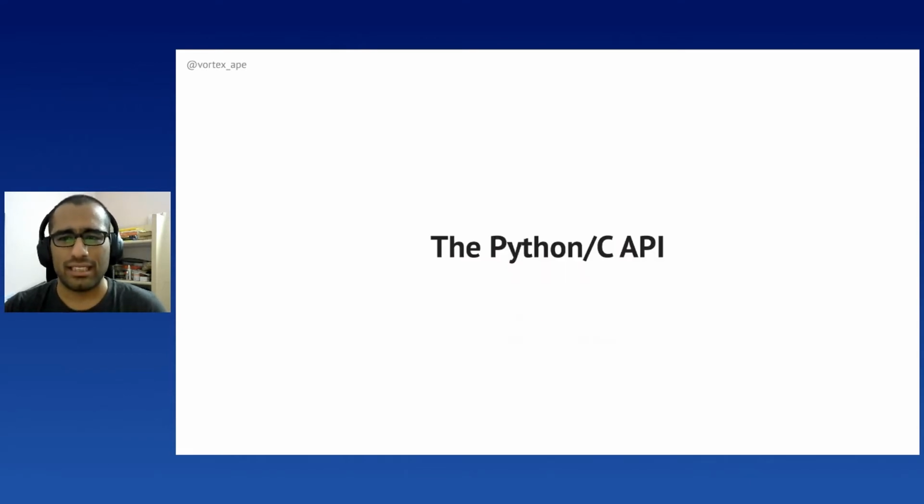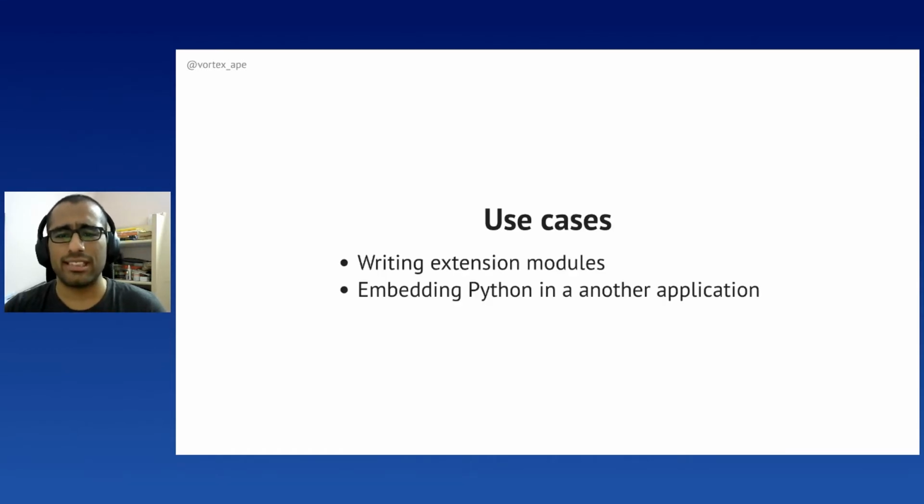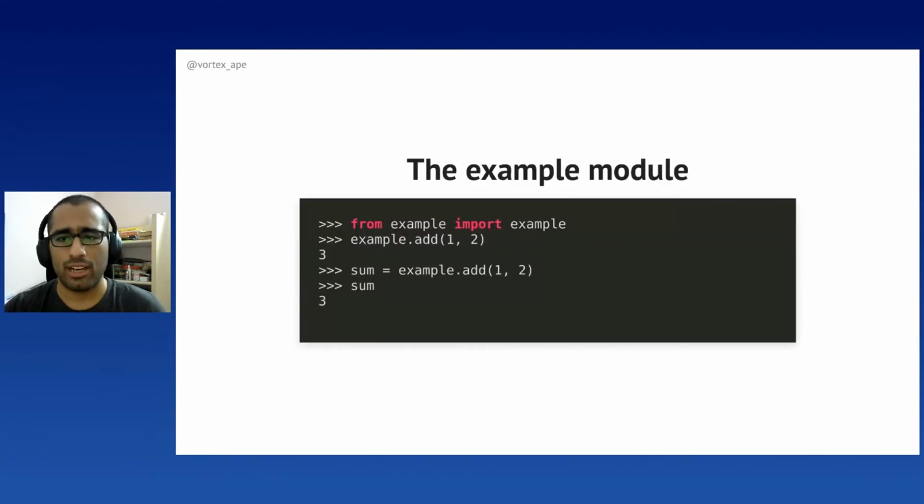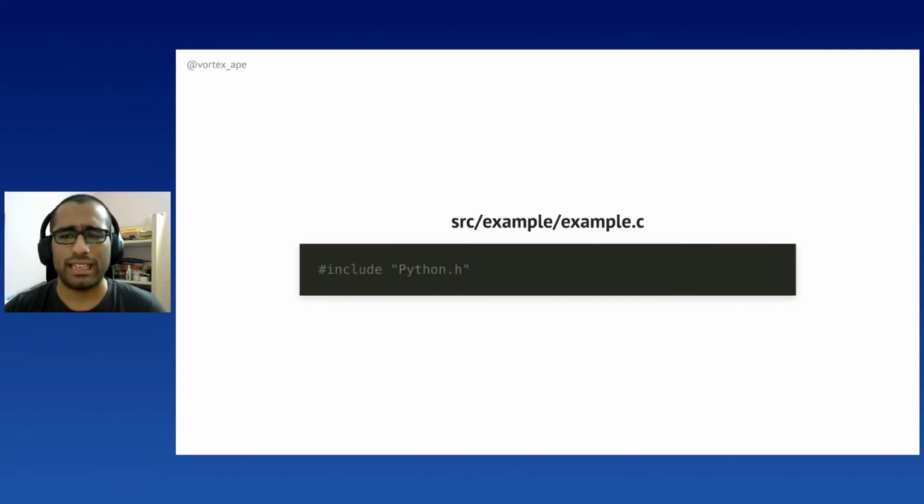So CPython, the reference implementation of Python, as the name suggests, is written in C. It exposes a rich API using which we can extend Python's functionality. The main use cases are writing extension modules so that we can use C or C++ modules in the Python interpreter and embedding Python as a component in a larger C or C++ application. We're going to look at the first use case in this talk. We're going to look at how we can write an example module which just lets us add two numbers. So we start by creating an example.c and including the Python.h header file, which should give us all the functions and macro definitions needed to use the Python C API.